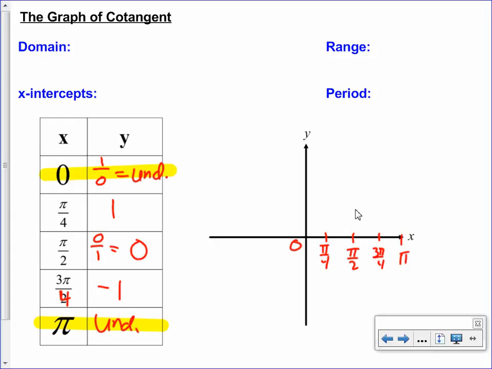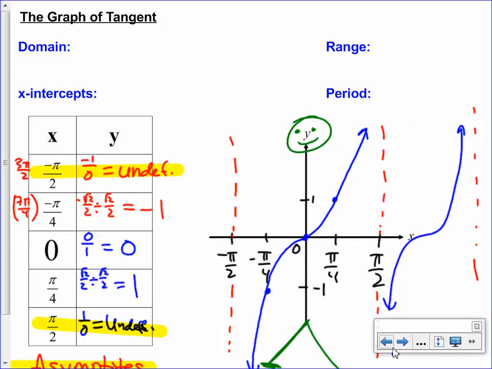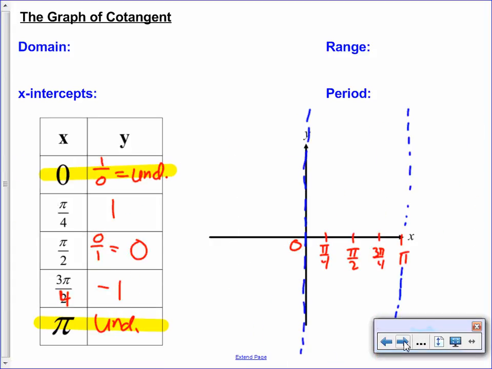Right? The asymptotes are at 0. So I'm going to draw a dash line at 0 and a dash line at pi. And then I need 1 and -1. All right. So cosine starts at 1. So it's pi over 4 is 1, then 0, then -1. Again, it looks like half a parabola.